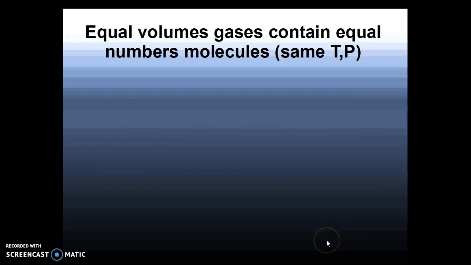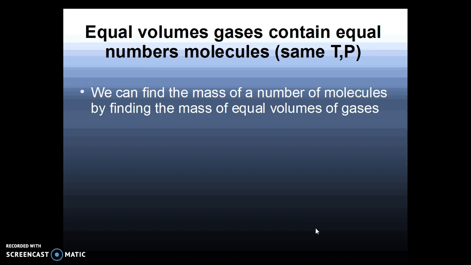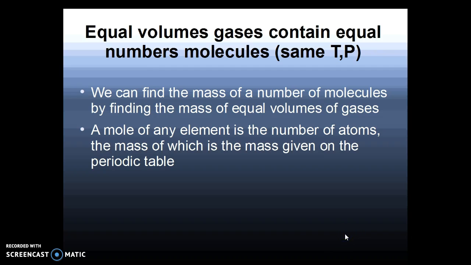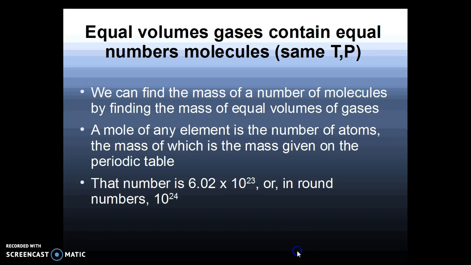Now we know that equal volumes of any two gases will contain equal numbers of molecules if they're measured at the same temperature and pressure. So we can find the mass of a number of molecules by finding the mass of equal volumes of gases, again at the same temperature and pressure. A mole of any element is the number of atoms, the mass of which is the mass given on the periodic table. So for instance, 1 gram of hydrogen, since that's the number on the periodic table, 1 gram of hydrogen is a mole of hydrogen atoms.